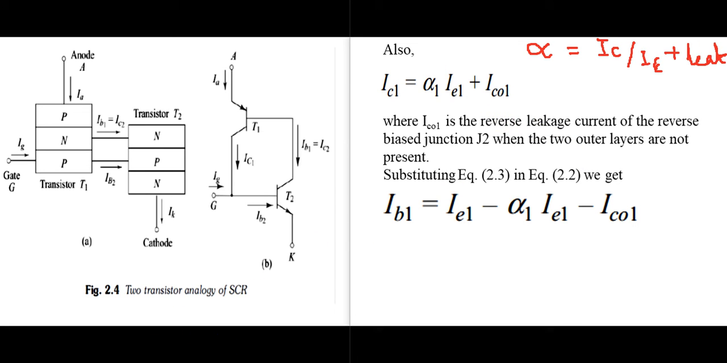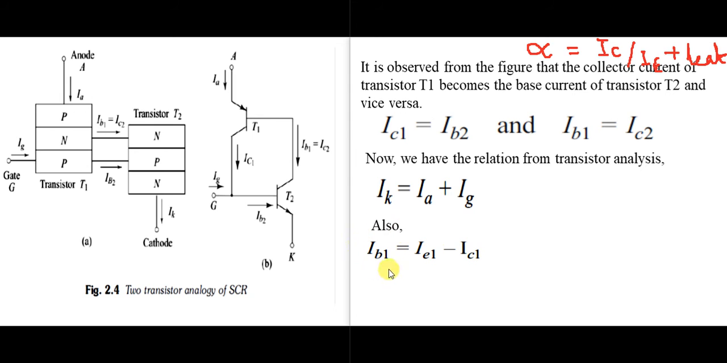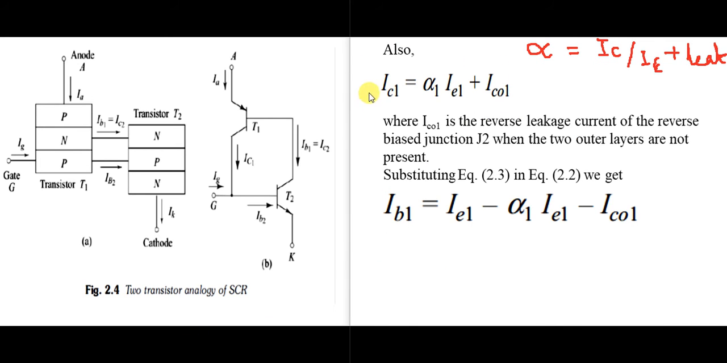Let me show you which. This was the previous equation, where we have replaced the values with these current gain values. In this equation, I have replaced this value. Solving it, I get this. So I will take some common parameters. IB1 equals (1 minus alpha 1) times IE1 minus ICO1. This is as it is. I have taken IE1 common, so I have got 1 minus alpha 1.